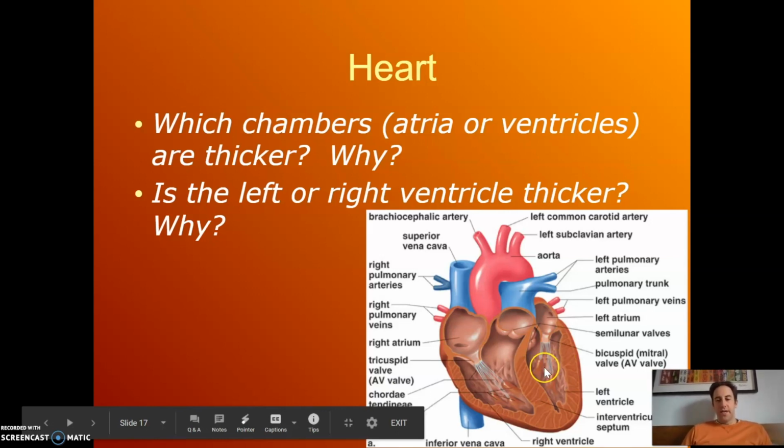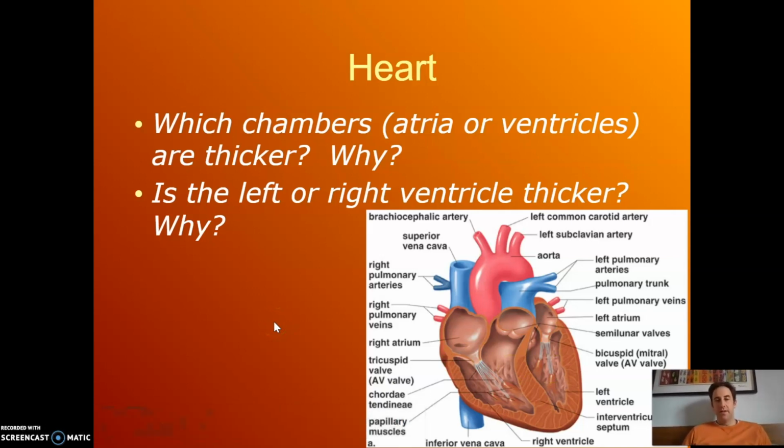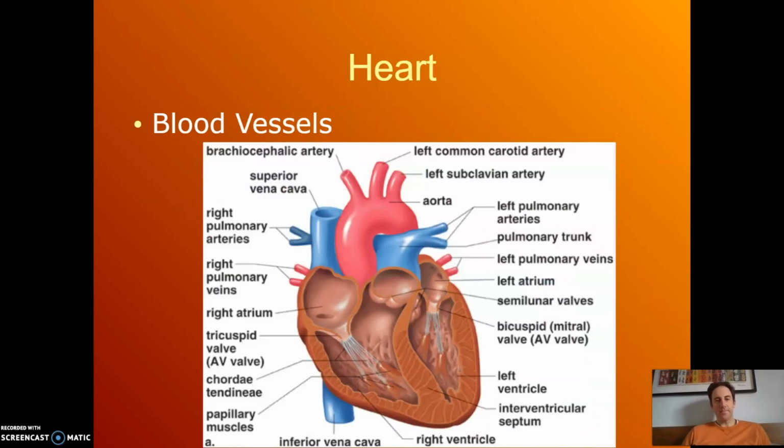So the 4 chambers are actually different in the thickness of their walls, and it's based on how far they're pumping the blood. And again, that little flow map diagram using the box to represent the 4 chambers is really useful to kind of see that.